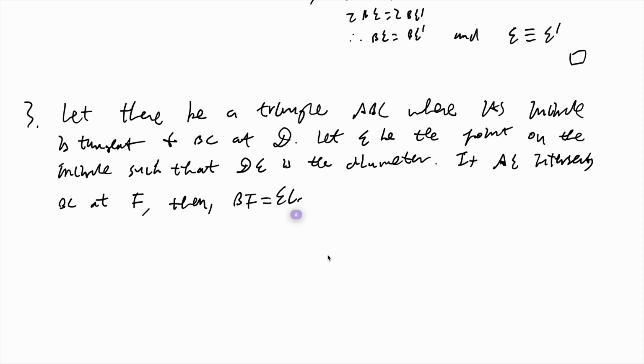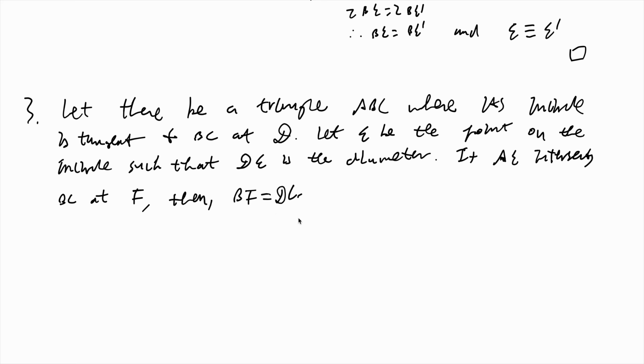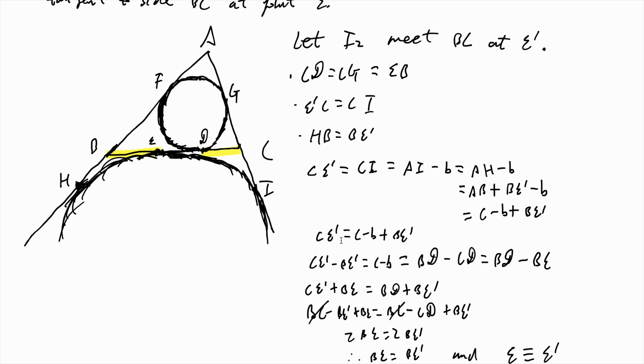Let there be a triangle ABC where its incircle is tangent to BC at D. It's not E, it's D. Let E be the point on the incircle such that DE is the diameter. If AE intersects BC at F, then yeah. So simply just thinking, I'm just gonna copy and paste again. Not a big fan of drawing diagrams.